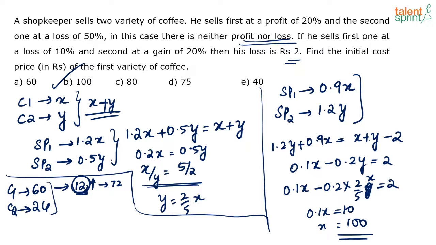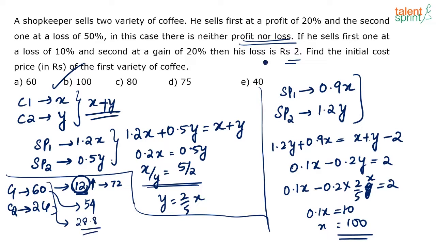Now next, what are they saying? Now if he sells the first one at a loss of 10%, that means he is selling it for 60 minus 6, that is, he is selling it for 54 rupees. When he is selling it for 54 rupees and the second one at a gain of 20%, so gain of 20% means 24 plus 4.8, correct? Yeah, because 10% of 24 is 2.4, 20% is 4.8. So now he is selling it at 28.8 rupees.